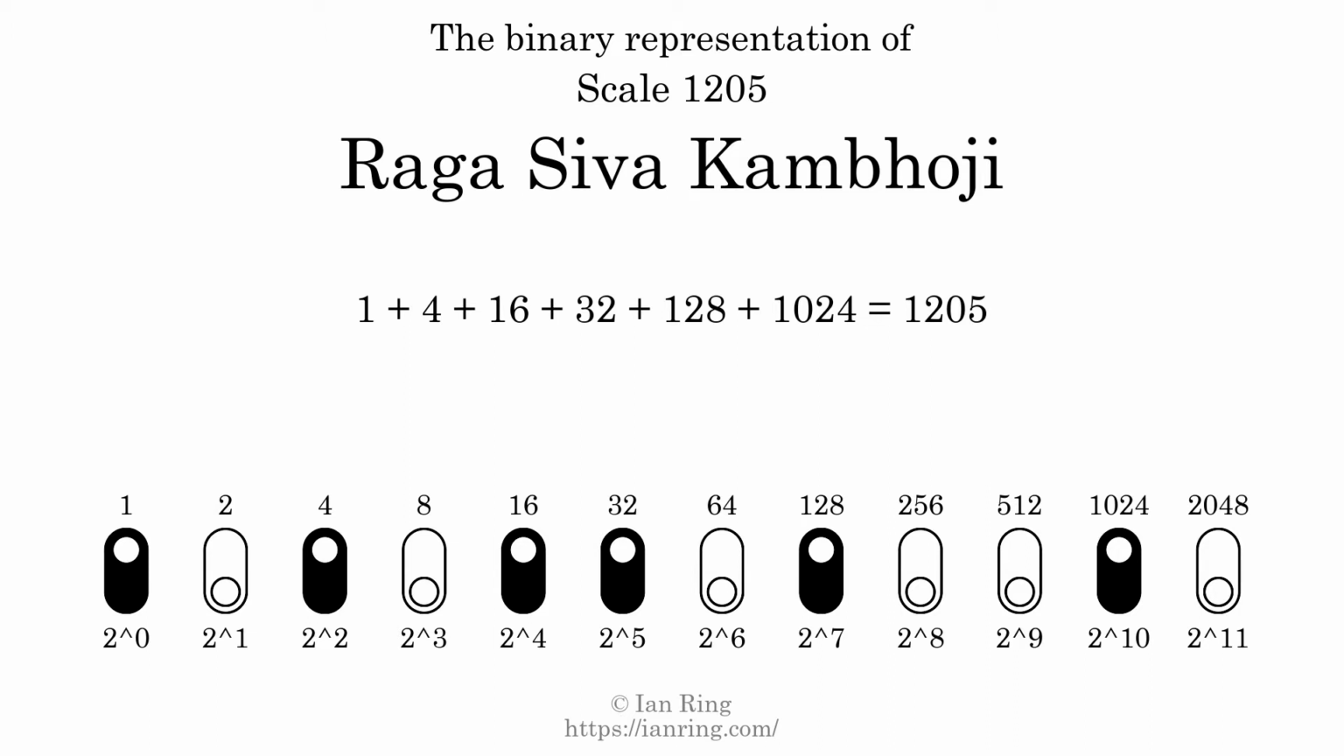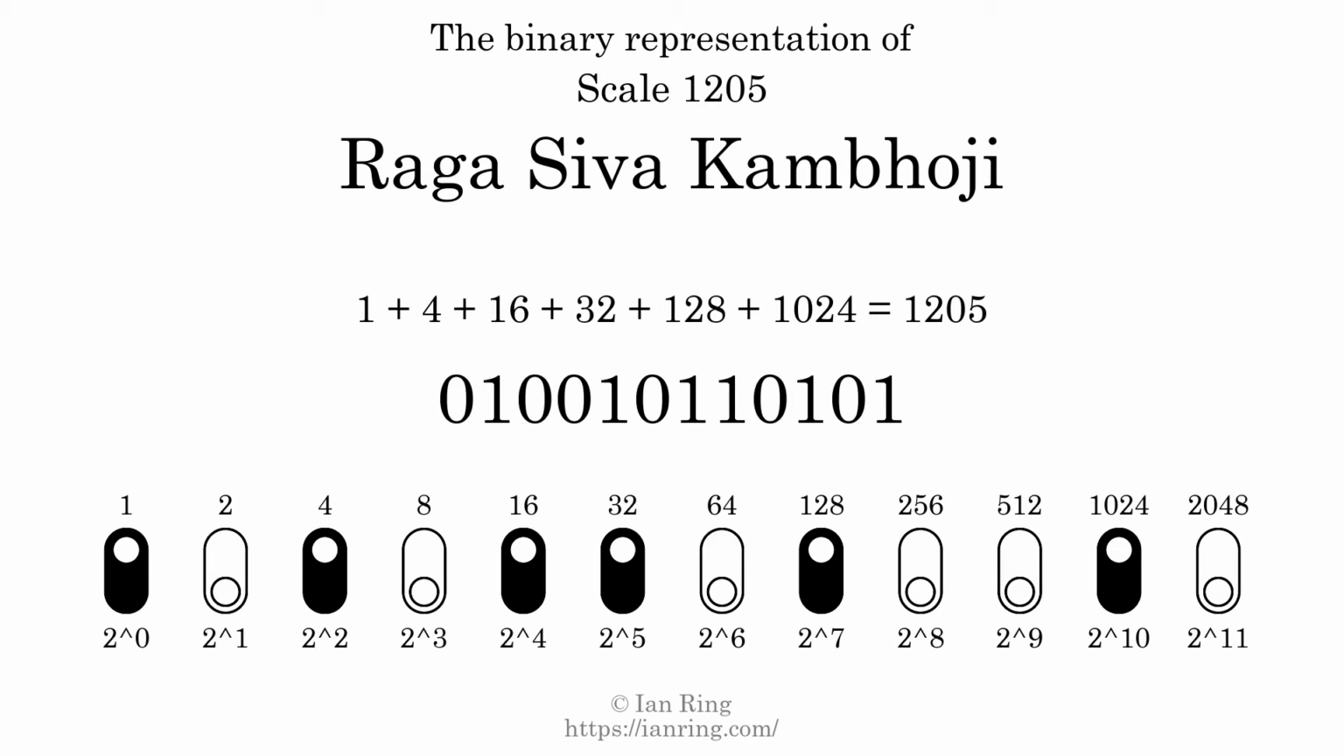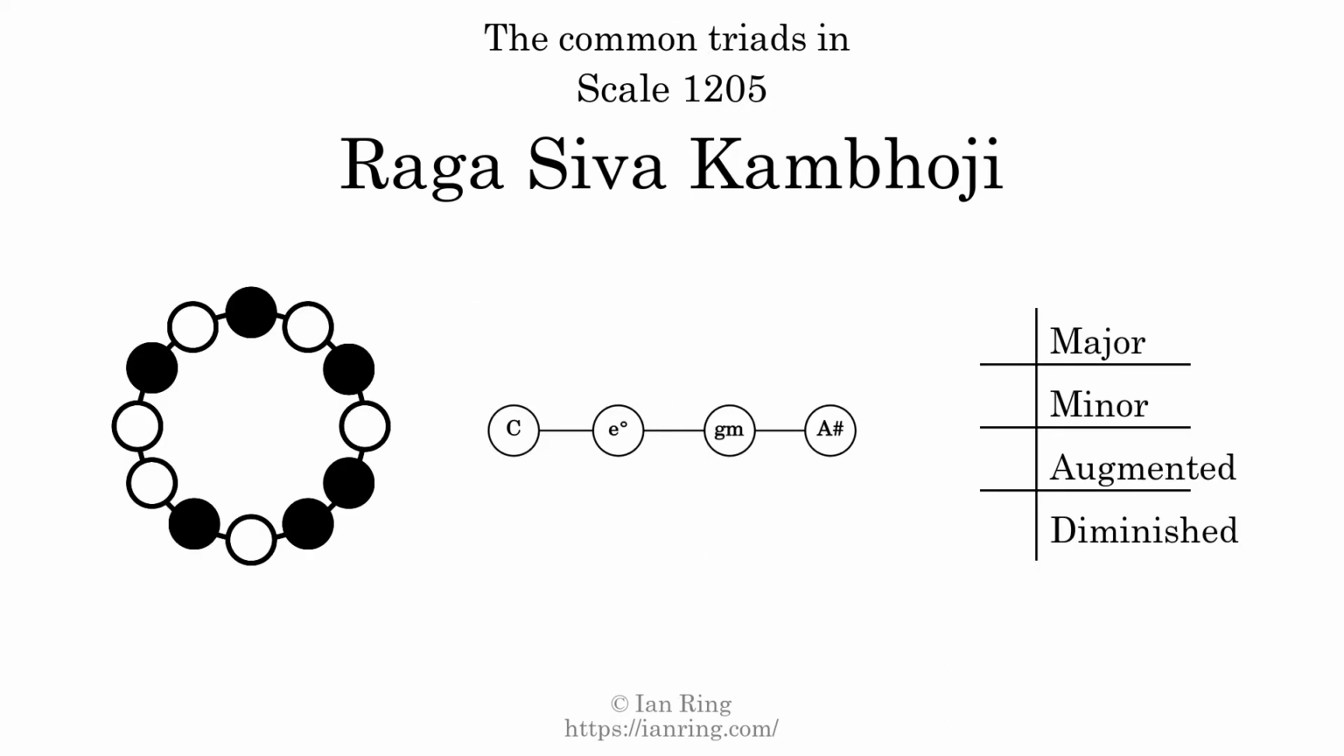The scale number not only enumerates the scale with a unique index, but it also literally describes the tonal content of the scale. Represented as a binary number in base 2, the scale number is 010010110101. Here are the common triads present in this scale.